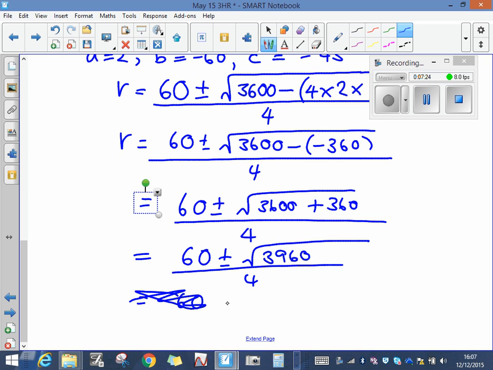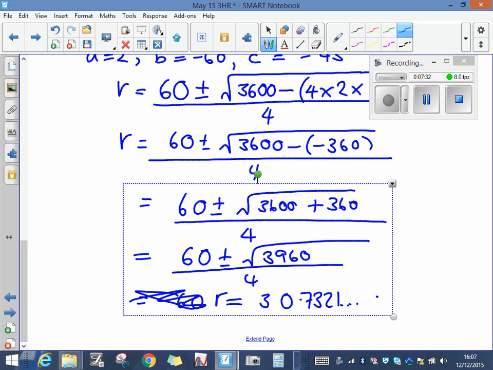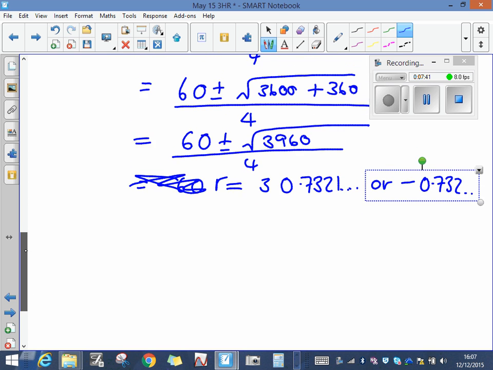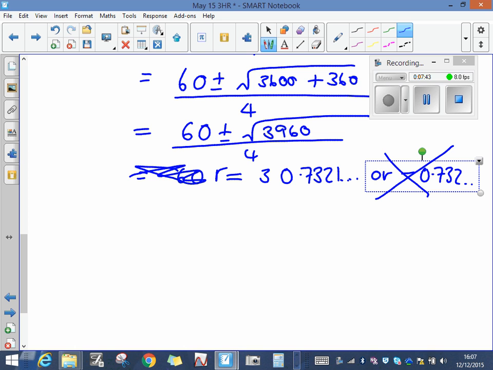Now I'll get my calculator out at this stage, and you get 2 possible answers, one of which is 30.7321 for r, or the alternative is minus 0.73. Well, you can't have a radius of a circle being negative, so we can reject that one straight away. So reject it.